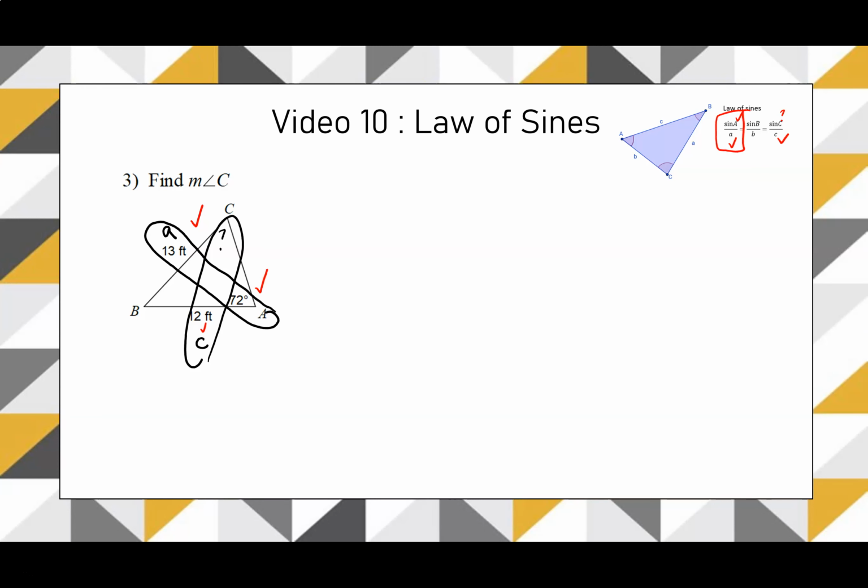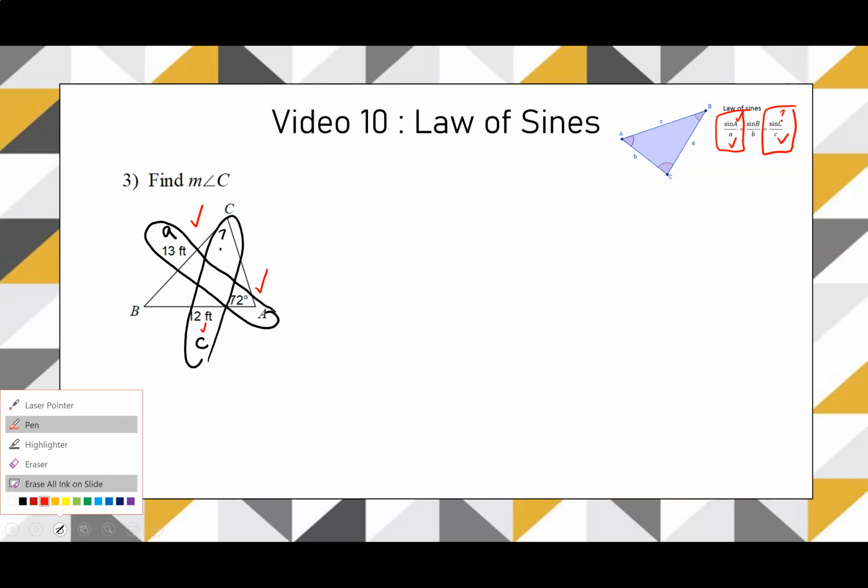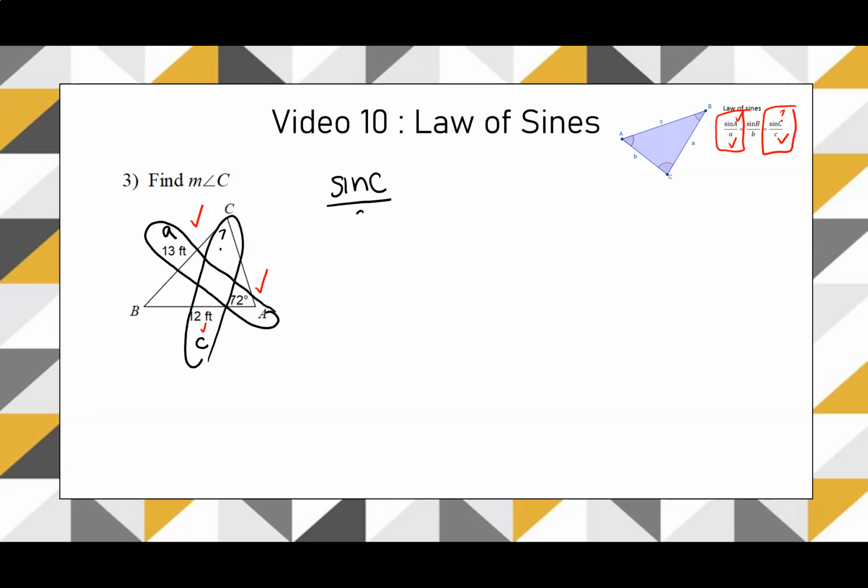So we're going to set these two equal to each other. All right, so let's write that equation out. That is going to be sine of C over C equals sine of A over A. Let's go ahead and plug in. This should be sine of C over 12, right? 12 is my C, equals sine of A, which is sine of 72 over 13. Just got those from right here and right here.